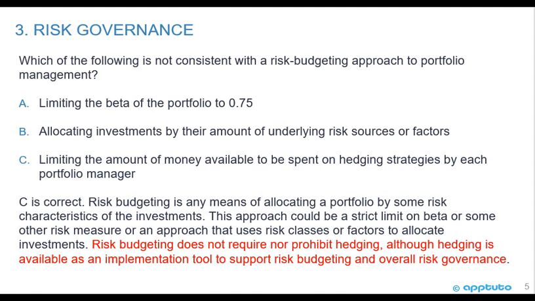Risk budgeting is any means of allocating a portfolio by some risk characteristics of the investment. So beta is a risk characteristic of an investment. This approach could be a strict limit on beta or some other risk measure, or an approach that uses risk classes or factors to allocate investments. Risk budgeting does not require nor prohibit hedging, although hedging is available as an implementation tool to support risk budgeting and overall risk governance.